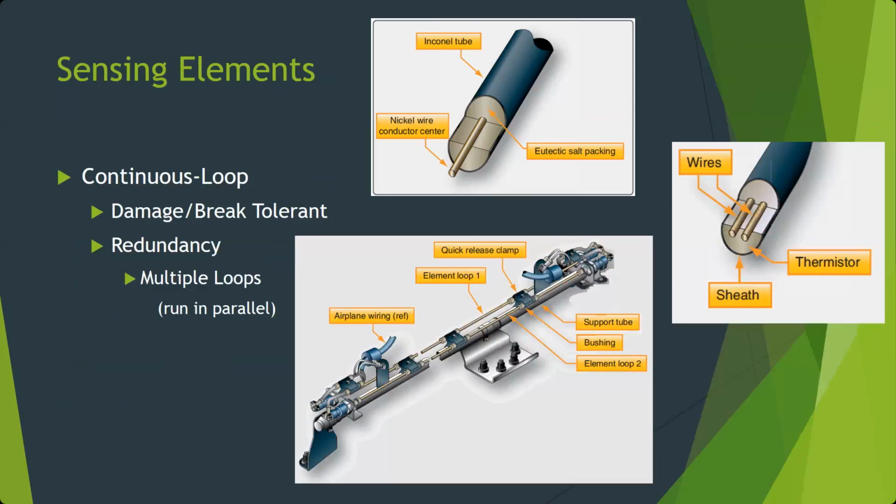So you have what's known as a Fenwal style, a single wire in the middle, eutectic salt, and a grounded Inconel tube around the outside. Or the Kidde style, which has a thermistor, which is another type of compound, your wires, and then you get continuity between the wires if it warms up, if it gets too hot. Okay. Everyone knows, how do you remember Kidde versus Fenwal?